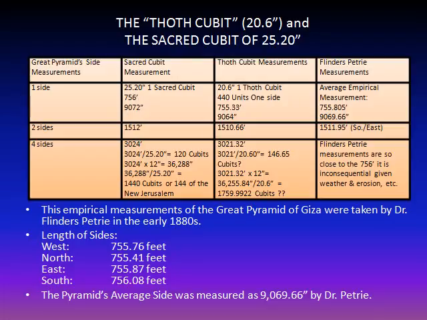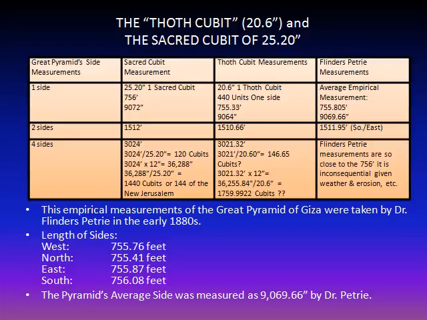The slide that you see before you has a chart in it, the Great Pyramid's size in measurements of each of its sides, one side, two sides, four sides, and the sacred cubit measurement juxtaposed to those sides, along with the Toth cubit measurement and Flinders Petrie's empirical measurements which were taken in the early 1880s.